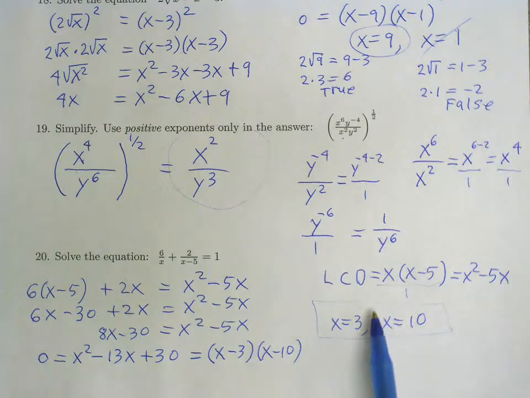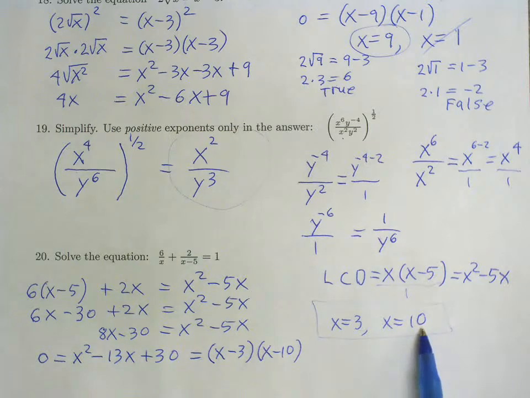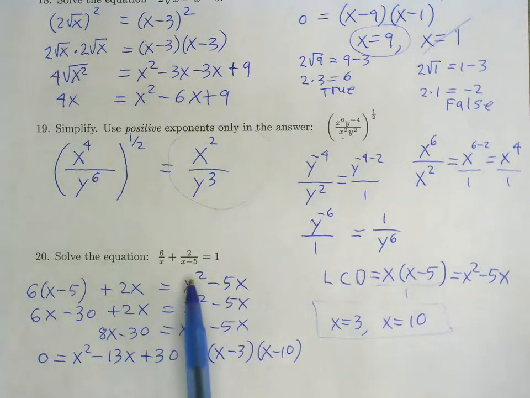So I can tell by looking that x equals 3 is a solution. And verifying that 10 is a solution is also pretty easy. It turns out to be 3/5 plus 2/5, which is 5/5 equals 1. So both of those check out.